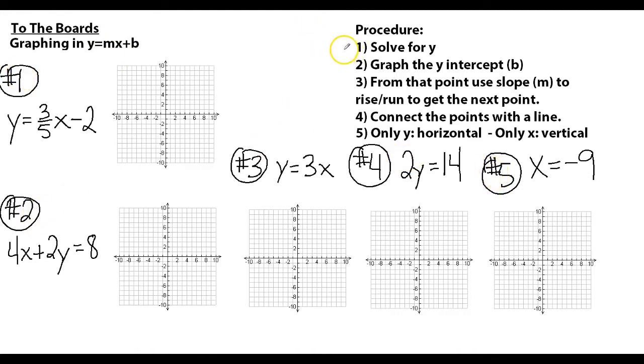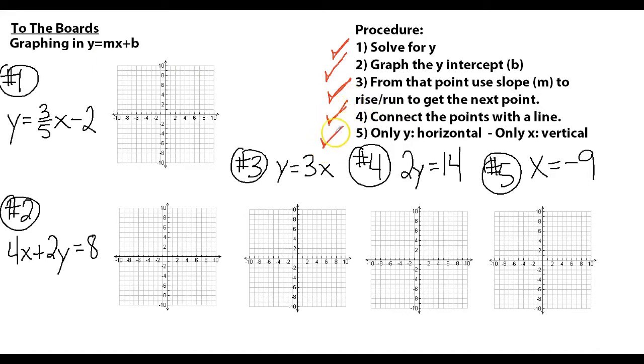When doing these, make sure to follow this 5-step procedure. Step 1, get y by itself. Step number 2, graph the y-intercept, which will be the b in y equals mx plus b. Step number 3, from that point, from the y-intercept, use the slope, that's the m value, the number with the x, and do rise over run to get to the next point. Step number 4, connect those points with a line.